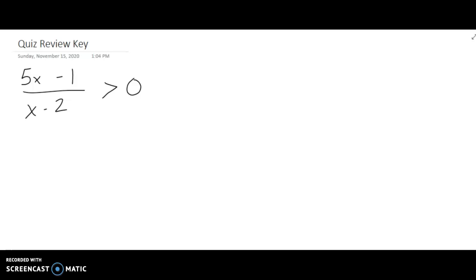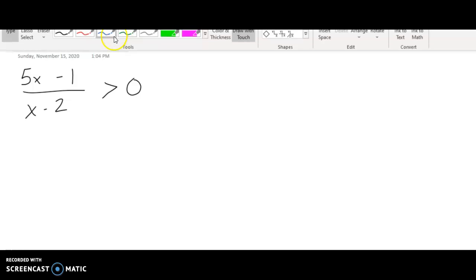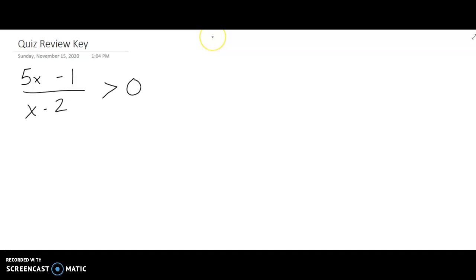So this problem is quiz review problem number 1. It is from lesson 8. It is (5x minus 1) over (x minus 2) is greater than 0.